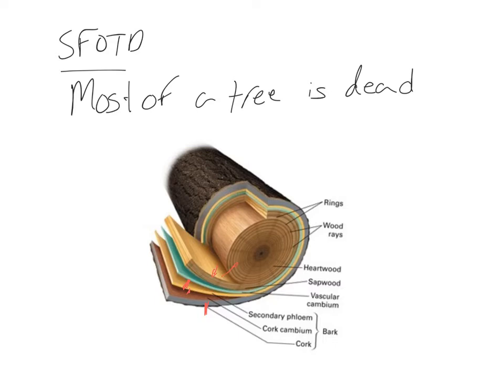It doesn't live. So theoretically, you could go in and mess with the heartwood, and the tree would still live. Which is why sometimes you'll see trees that have been hollowed out in the middle but are still living, because the stuff on the outside is still alive. Anyway, most of a tree is dead. Kind of a weird thing to think about.